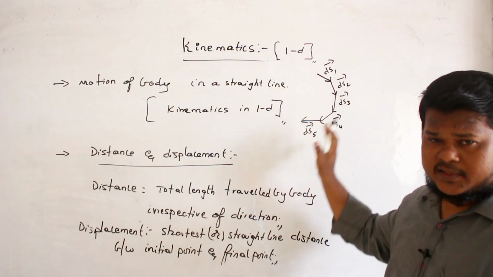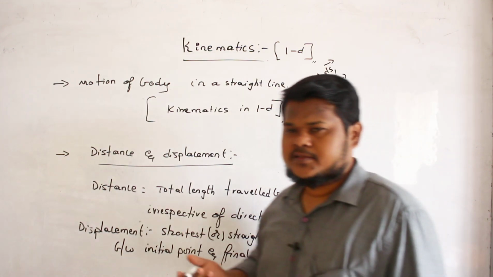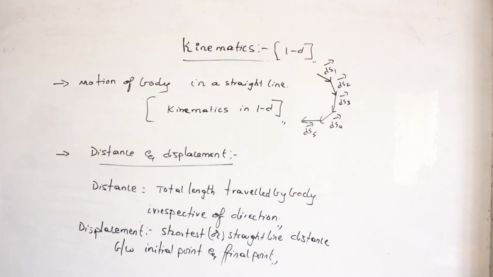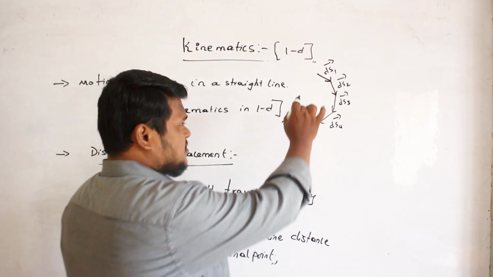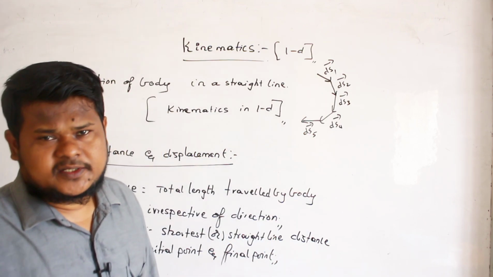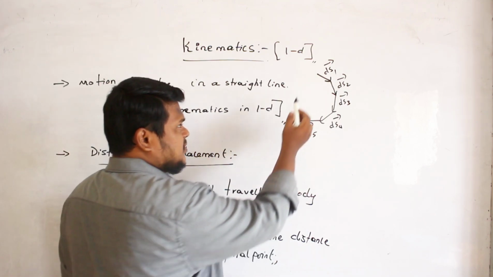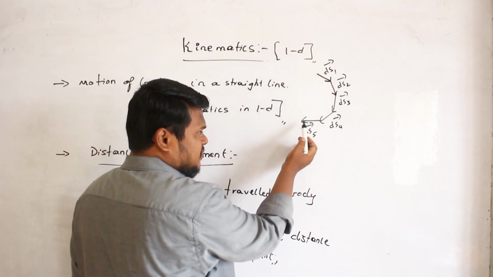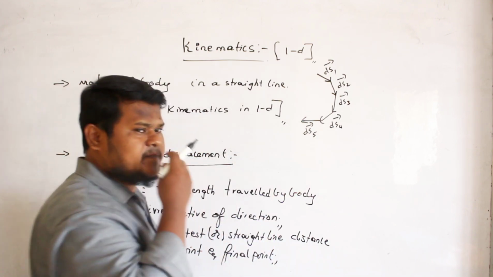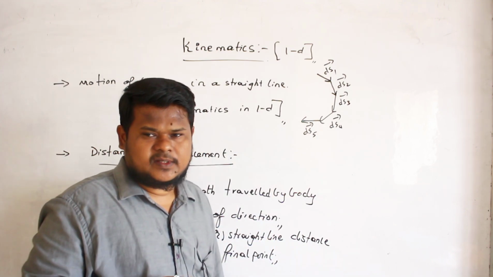Okay. Now in this condition, which is the distance and which is the displacement? Can you see? This total is called distance. Then what is the displacement? The shortest distance between 2 points. So this is my initial point, this is my final point. The straight line distance between these 2 points will become the displacement. Are you able to understand?